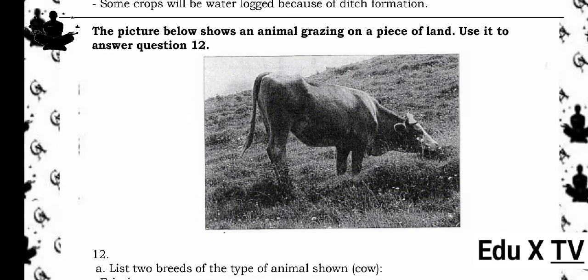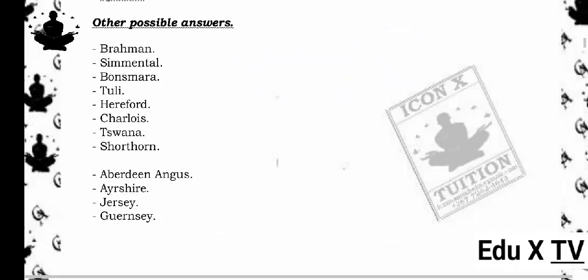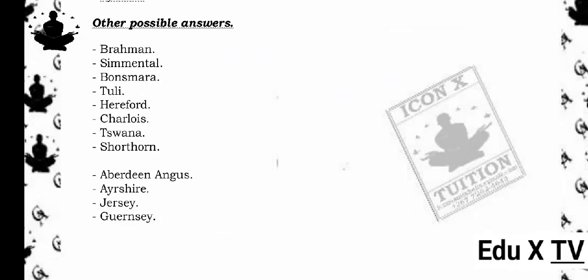The picture below shows an animal grazing on a piece of land. Use it to answer question 12. 12. A. List 2 breeds of the type of animal shown. Cow: Friesian, Ayrshire. Other possible answers: Brahman, Simmental, Bonsmara, Tuli, Hereford, Charolais, Sussex, Shorthorn, Aberdeen Angus, Jersey, Guernsey, Afrikander, Mersey, Brown Swiss, South Devon.